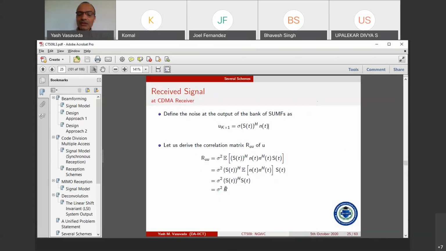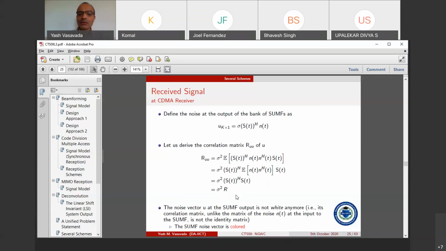Now, in general, R is not a diagonal matrix. And so what we can say is that unlike the noise vector at the input to the SUMF, at the output, if I take the noise at the SUMF for user 1, and if I consider it in relation to the noise at the SUMF of user 2, then the correlation between them is not going to be zero. It will be determined by the element on the first row and the second column of R. Right? So basically, the noise at the output of SUMF is not white anymore. It does not have zero cross correlations.